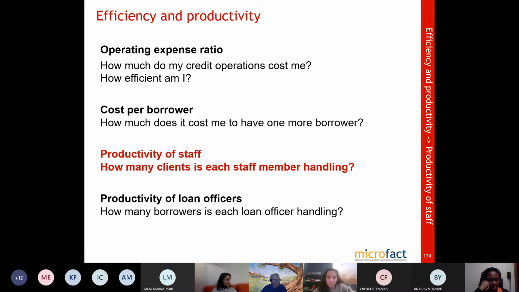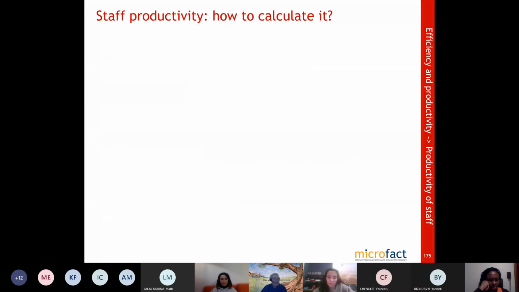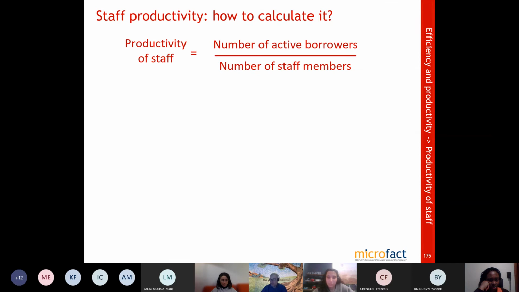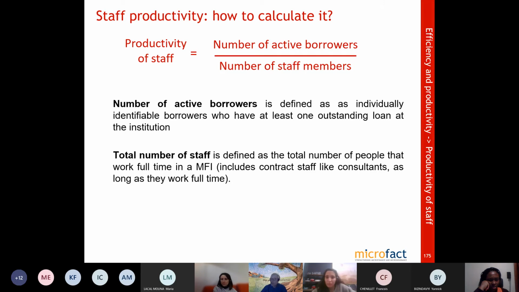Now, it's also a very simple indicator. You just look at the number of active borrowers and you divide this by the number of staff, or you divide it by the number of loan officers. So these are the two indicators.